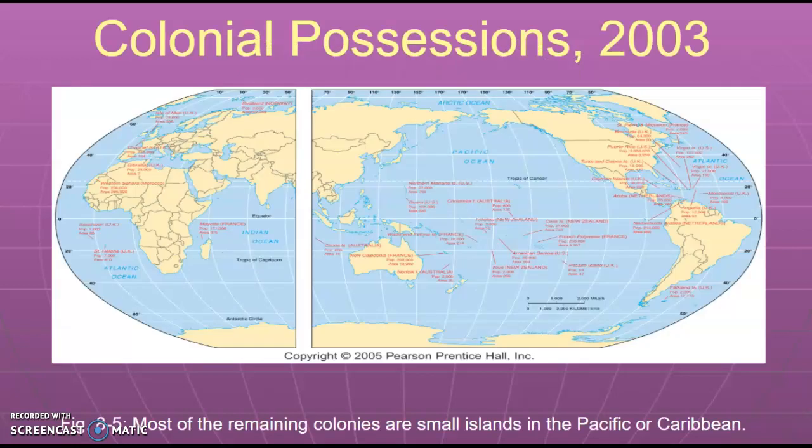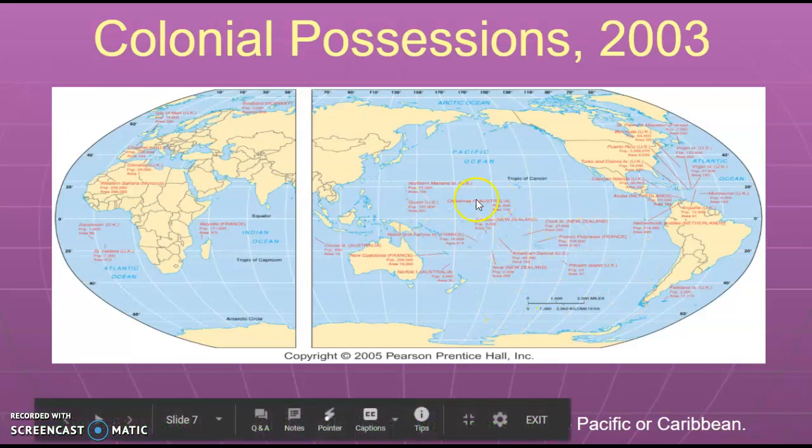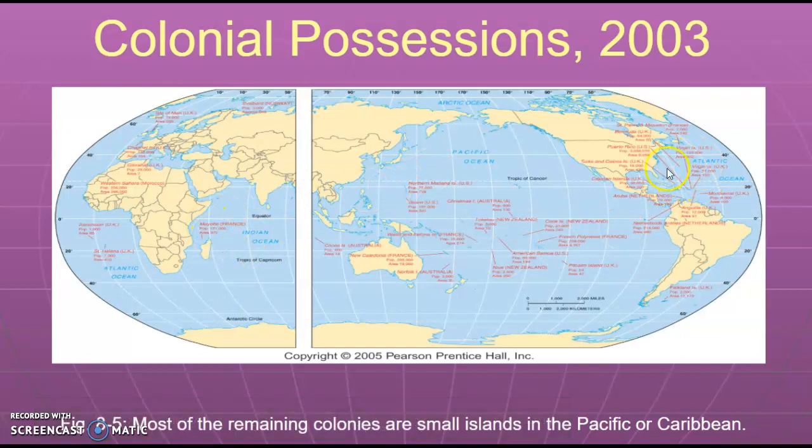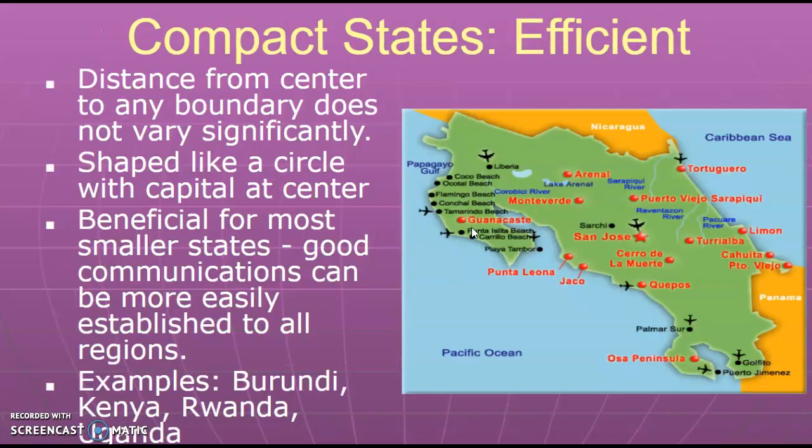So here we see our colonial possessions in 2003, and like I said, you'll notice that most of them are just islands in the oceans. So most of them you see are just different islands in the Pacific Ocean or the Caribbean. Next, let's talk about the state shapes.